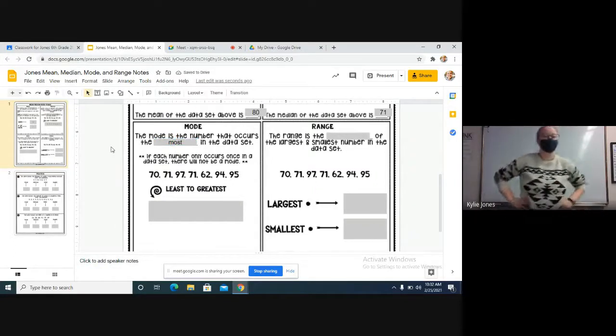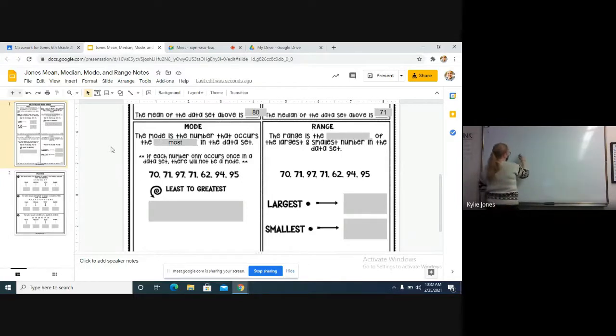We're going to put it in least to greatest. Yep. Honestly, this one I don't think you need to put in least to greatest always, but you could. I erased it though. Let me write it behind me. 62. Okay. So finding the mode means that you're looking for the number that occurs the most.